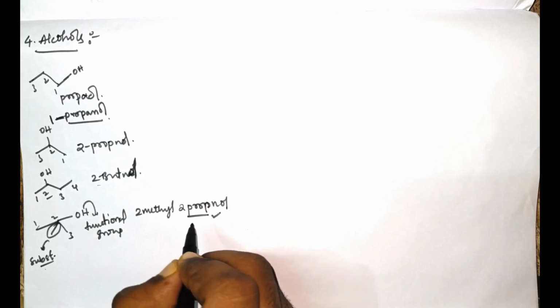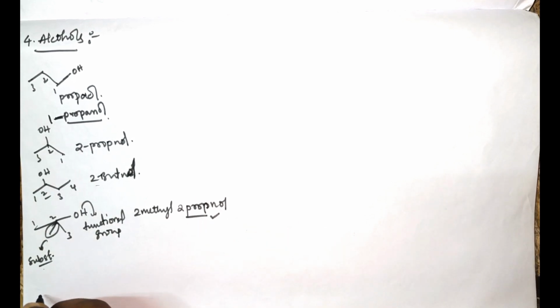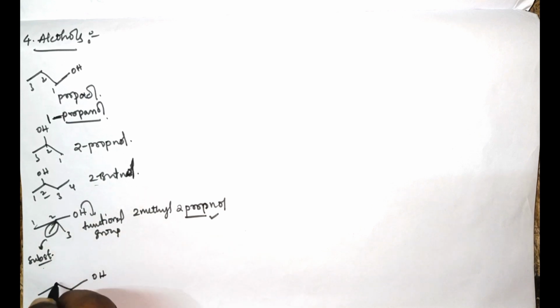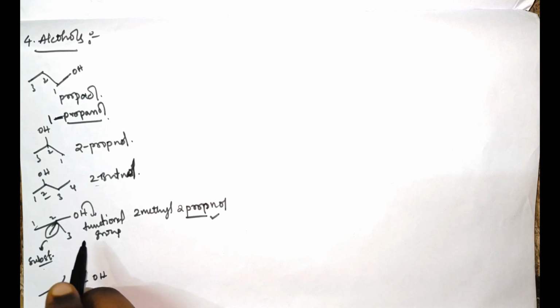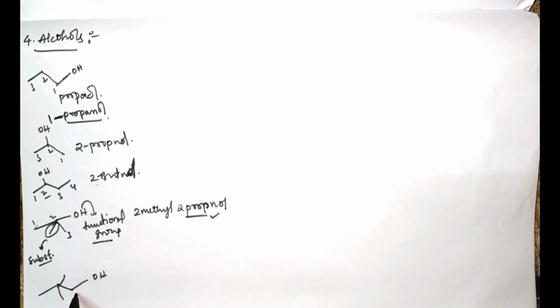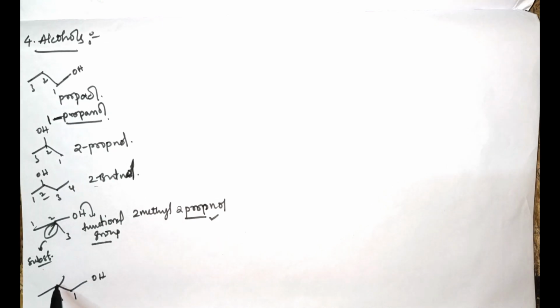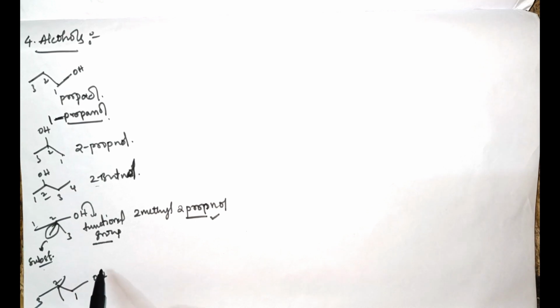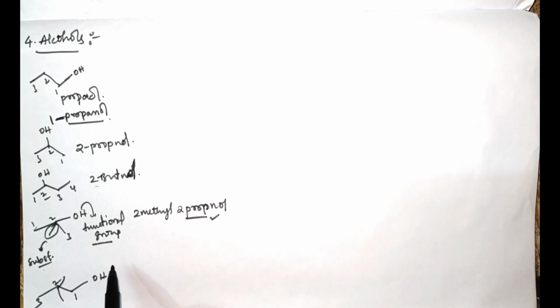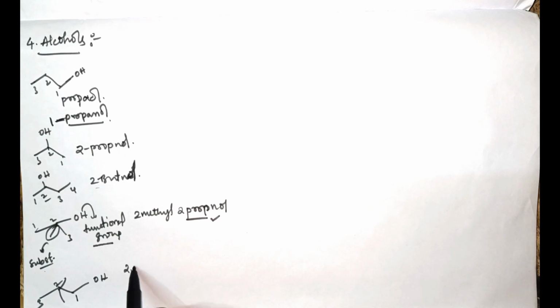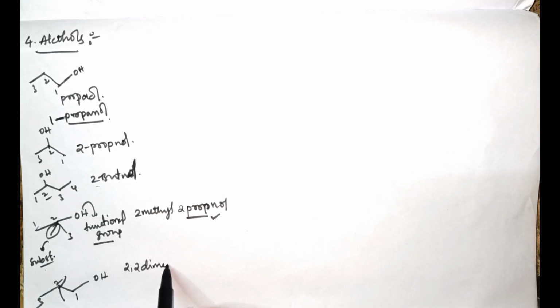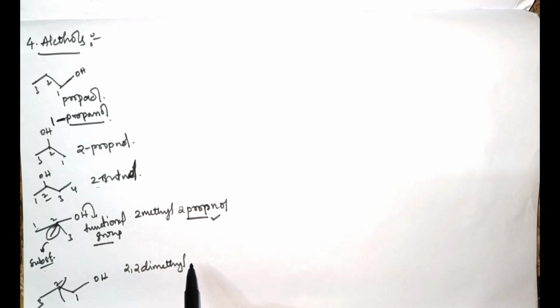shall be its name. And let us take another example, as I've told you. So, as I've told you, functional group should be given priority, not the substituent. So this one shall become the first carbon, this shall become the second, this shall become the third. So at second carbon we have two substituents, that is 2,2 dimethyl. You remember it? 2,2 dimethyl 1-propanol.